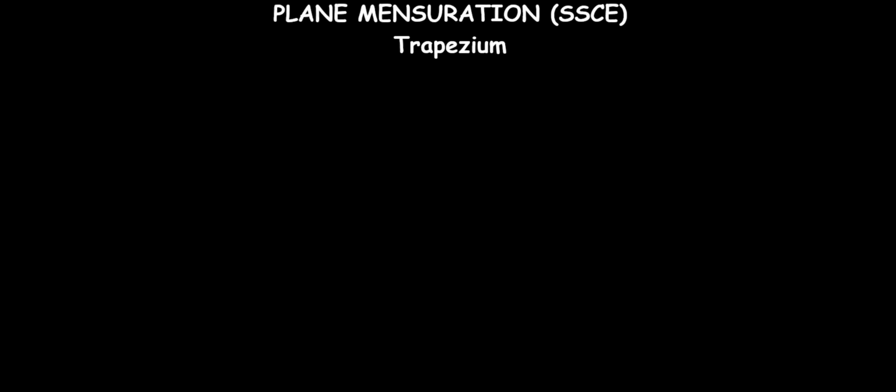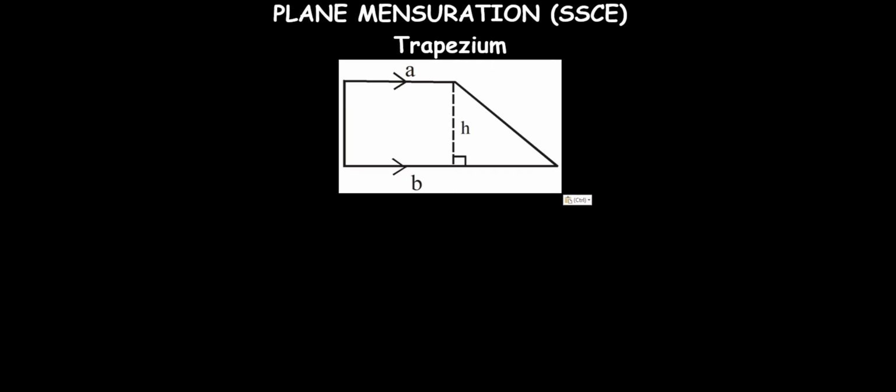Welcome everyone to our plane mensuration series, the SSE aspect. Today we'll be dealing with the shape trapezium. The common diagram of a trapezium is given below.